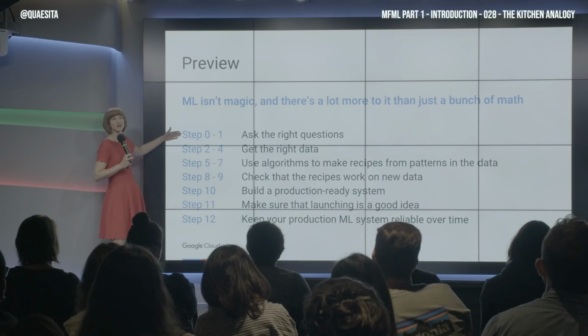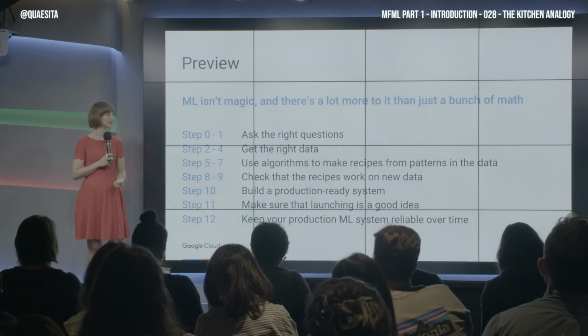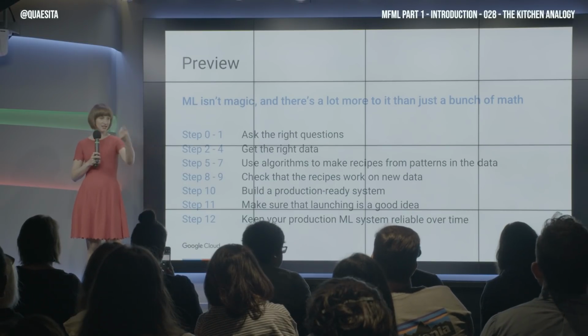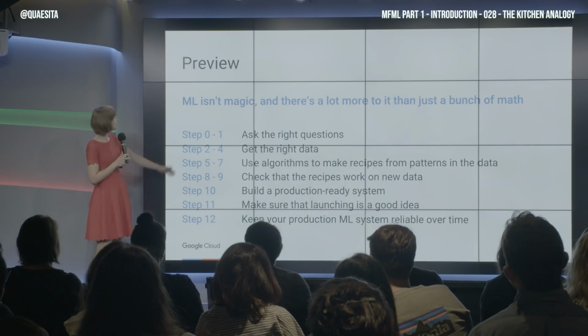Step 0 to 1: asking the right questions in the first place. Like, what are we trying to make? Which customers are we trying to please? What does it mean to succeed at this sausage? Do we have standards? That kind of stuff.